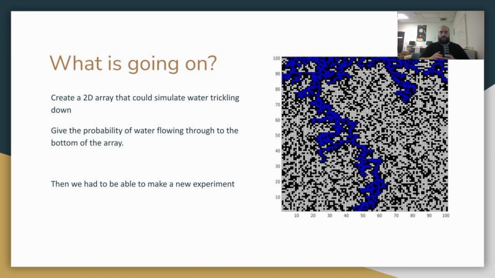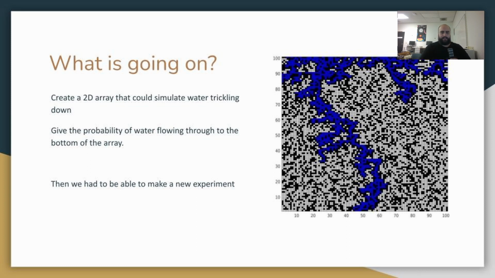And then once we knew we had a 2D array that could actually work, we were to run this 2D array simulation over 1,000 times across multiple levels of porosity. And that would give us a probability of flow for each instance of that porosity and porous substance. That was what the general class had to make, but we also had to come up with a new experiment that would piggyback off of that idea.